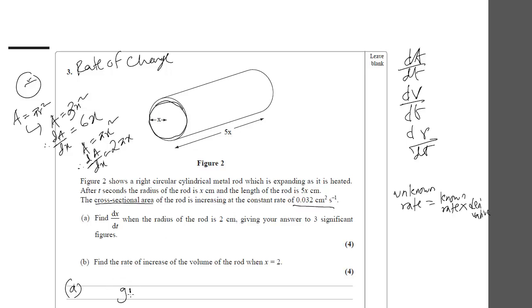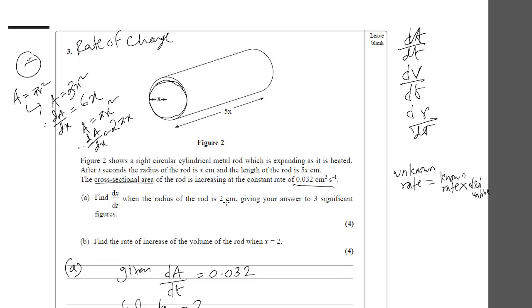So we have been given that the cross-sectional area is increasing at a rate of centimeter square per second. That means dA by dt is 0.032. So this is given. What we have to find is dx by dt. We don't know what that is, and it is given that x, the radius, is 2 centimeter.